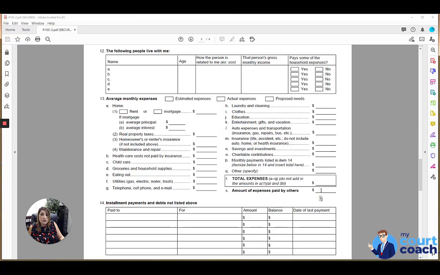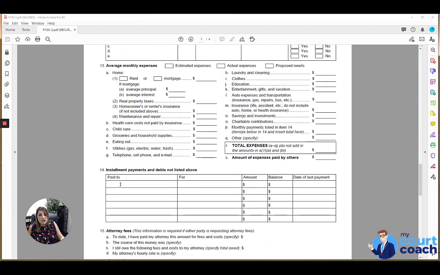If someone is helping you with your monthly expenses, then you would write here how much that contribution is per month. So I had said we're going to hold off on 13P, and that's because we actually would identify those monthly payments in box 14. This is installment payments. That's going to be your auto loans, your credit cards, revolving debts, etc. So for those kind of payments, you want to list who is being paid, what company, what is it for.